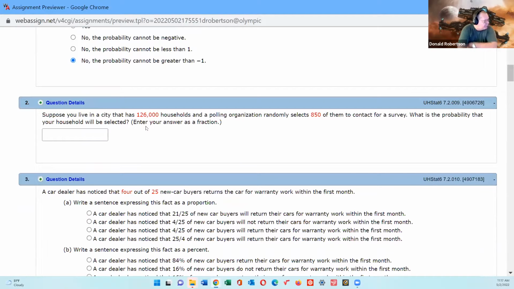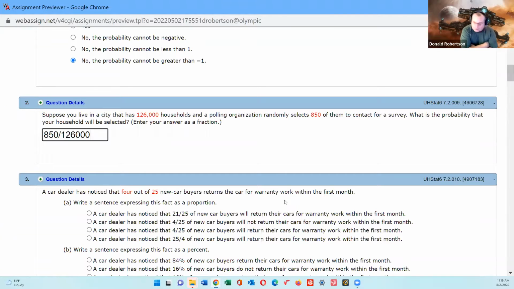Now, in question 2, suppose that you live in a city where there are 126,000 households and a polling company randomly selects 850 of them. What is the probability that they pick your house? Well, that's technically a relative frequency. It's not done theoretically, it is actually physical houses, 850 out of 126,000. And yes, that is the correct fraction, agreed?